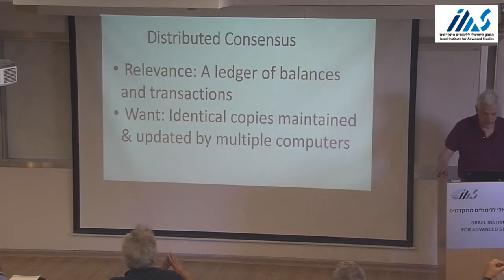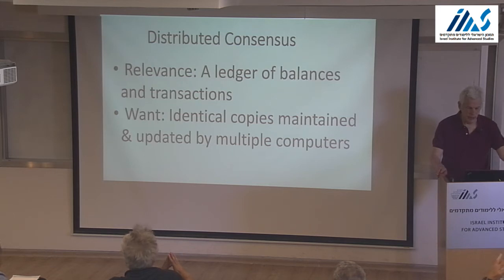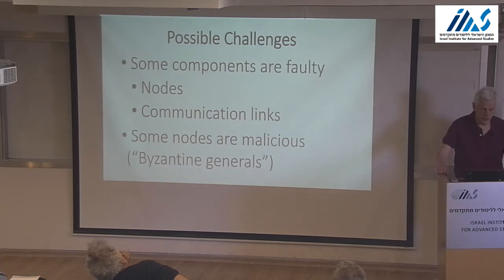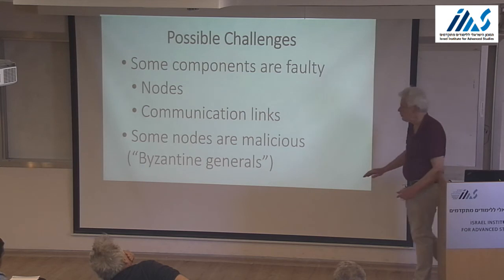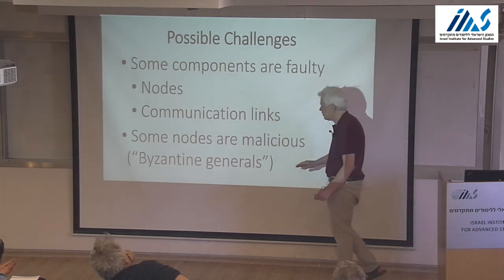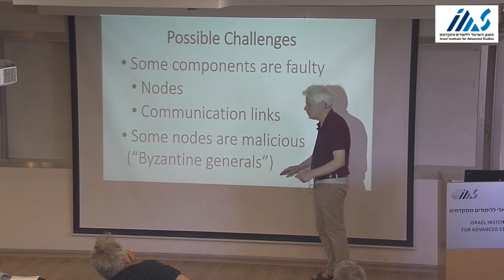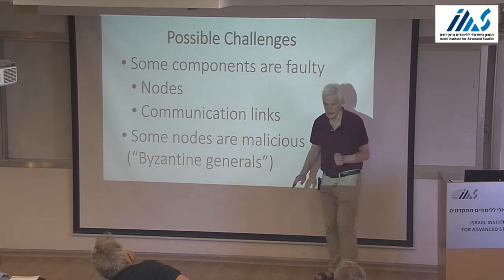So, in this particular case, the challenge is to have a ledger of balance of the transactions, and you want identical copies to be maintained and updated by multiple computers. Possible challenges: some computers are faulty, nodes or communication links. Some nodes are malicious, and that comes under the headline Byzantine generals. Byzantine generals are pretty hostile. They try to collude, that's the Lamport term, to undo the system. And I'll give you an example soon.